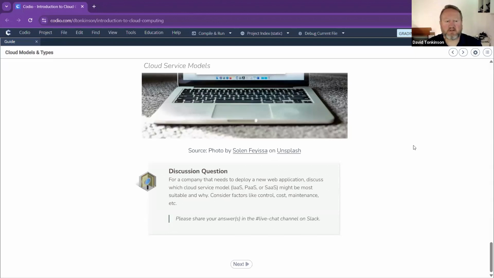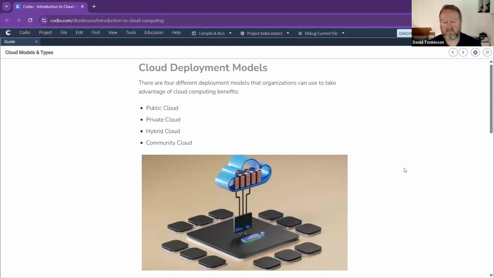So for a company that needs to deploy a new web application, which cloud service model should they be using? Stephen, straight in there, fastest fingers, PaaS. Yes, so we're really going to be using PaaS as a model in there, aren't we? Because we don't care about the operating system. We just want to build a new cloud application, don't we? Thank you, Stephen.